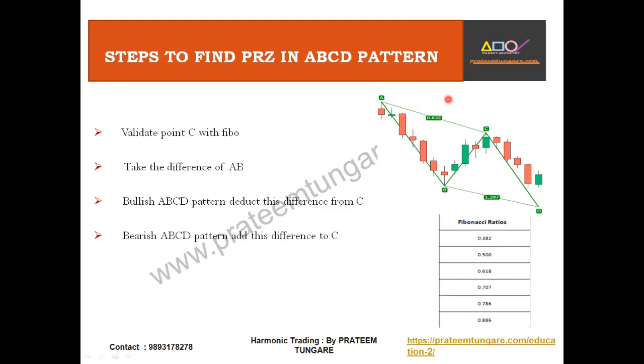Now, once this AC ratio has been identified and we know that this can be a probable ABCD pattern, the next step is to take the difference of AB. We will deduct the B point from A, and whatever value we get, we will deduct it from the value of C in the case of a bullish ABCD pattern. If it is a bearish ABCD pattern, we would add this difference of AB to the value of C. On the charts, it will be more clear.